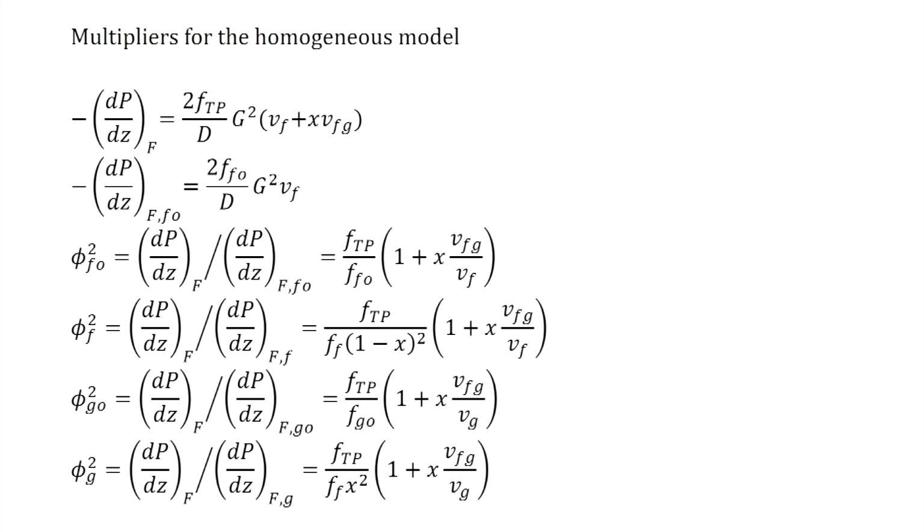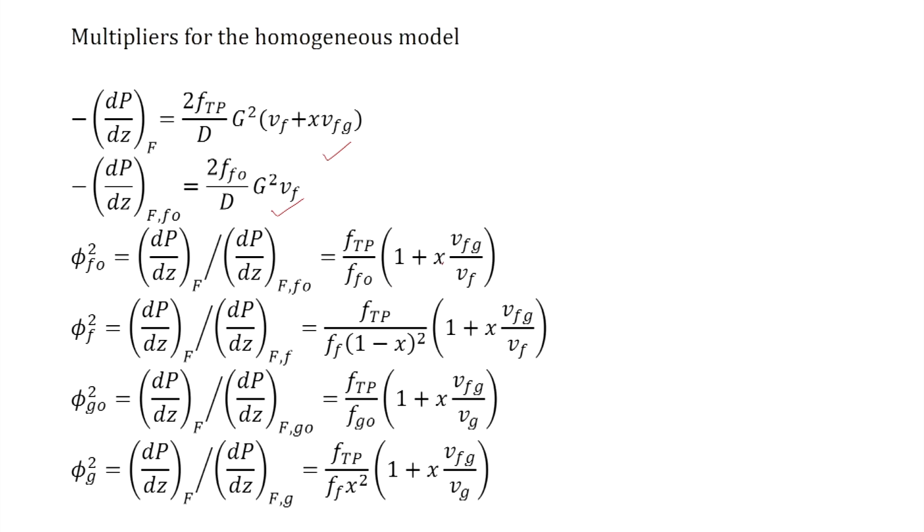Now, let us obtain these multipliers for the homogeneous model before we work on them for the separated flow model. So, this will be good for understanding these multipliers. The dp/dz for the liquid is equal to 2 f_tp over D G squared v_f upon x v_fg, and dp/dz for liquid only, (dp/dz)_f,fo, is equal to 2 f_fo G squared v_f over D. Now, phi_fo squared is equal to the ratio of these two.